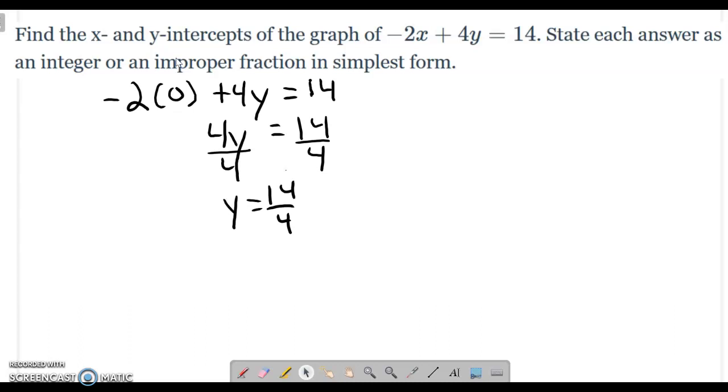Then you divide by 4, and you get y is equal to 14 over 4. And then 14 over 4 simplifies, you divide by 2, 7 over 2. So the y-intercept is 7 over 2.